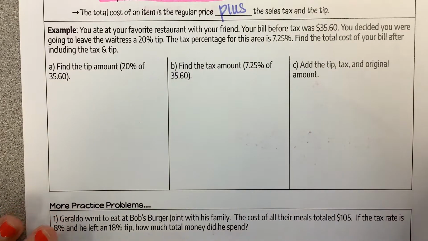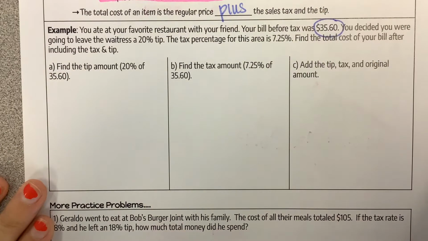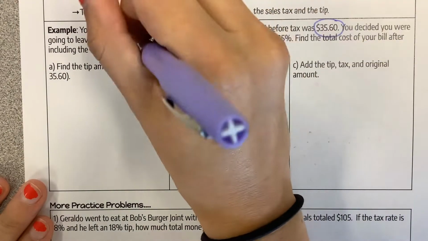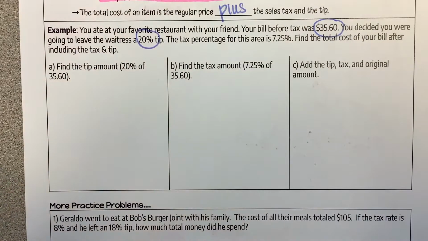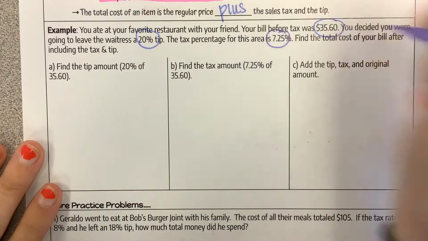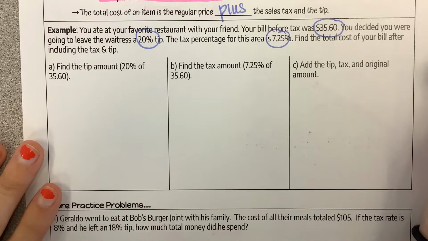All right, so in this example, you ate at your favorite restaurant with your friend. Your bill before tax was $35.60. So that's our original amount. You decided you were going to leave the waitress a 20% tip, and the tax percentage for this area is 7.25%. Find the total cost of your bill, including the tax and the tip.